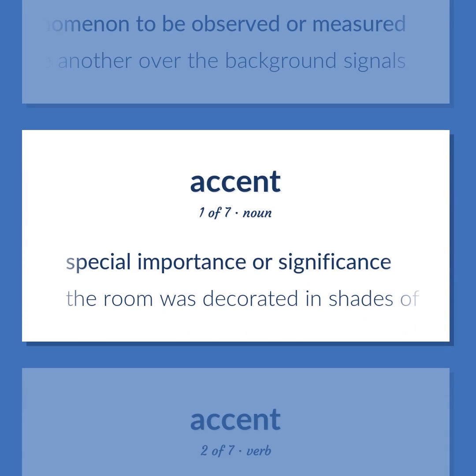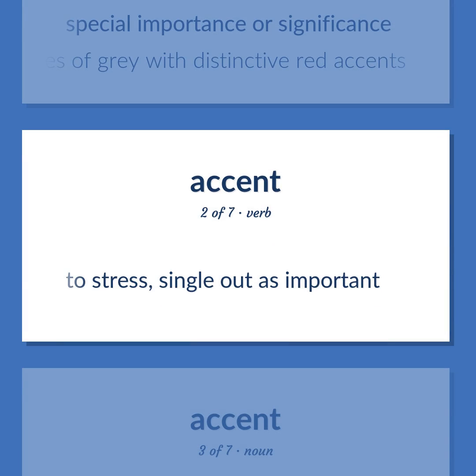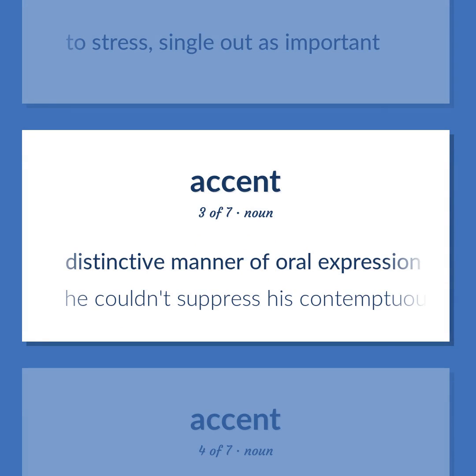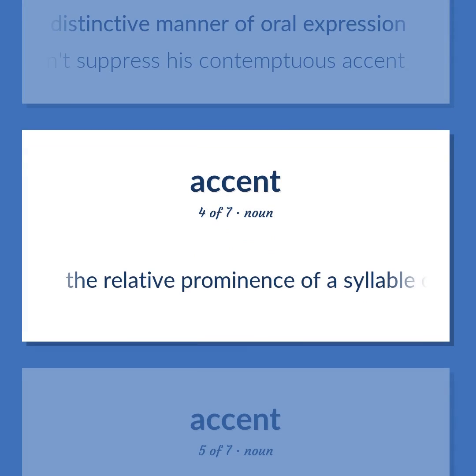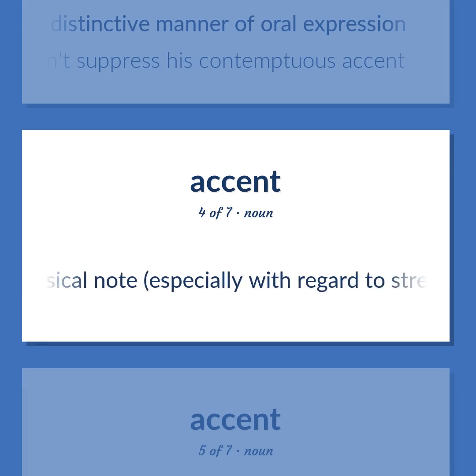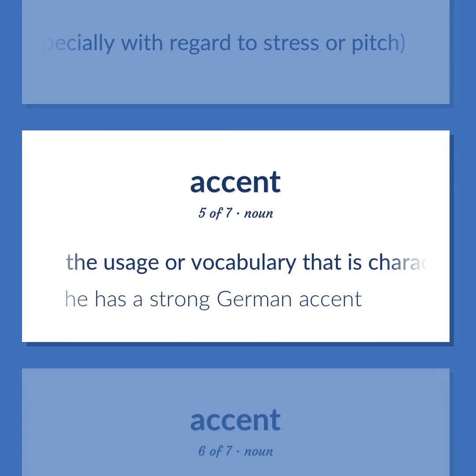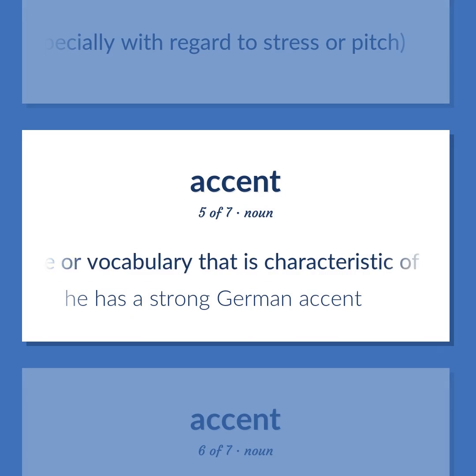Special importance or significance. The room was decorated in shades of gray with distinctive red accents. To stress, single out as important. Distinctive manner of oral expression. He couldn't suppress his contemptuous accent. The relative prominence of a syllable or musical note, especially with regard to stress or pitch. The usage or vocabulary that is characteristic of a specific group of people. He has a strong German accent.